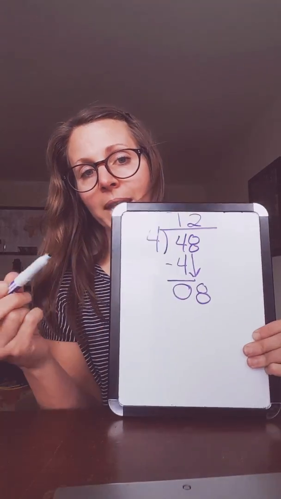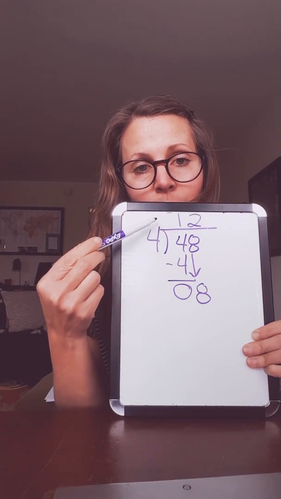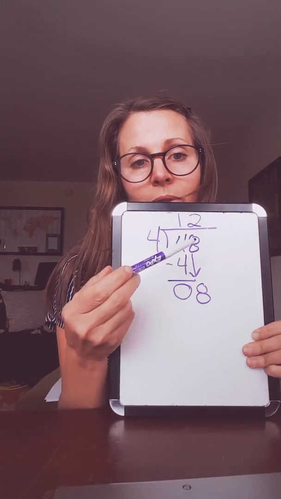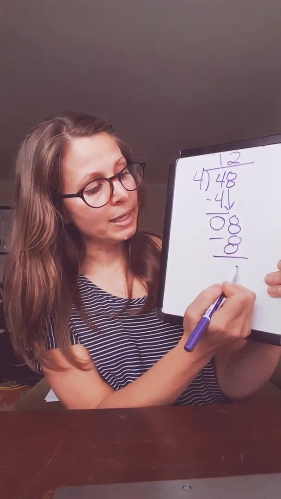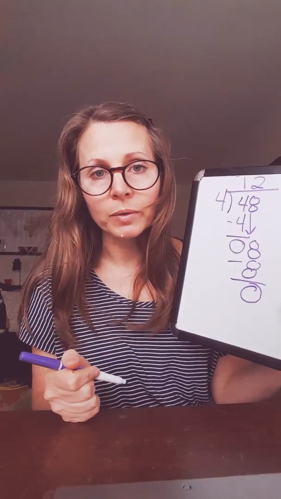If it's part of your answer, if it's part of the quotient, it's got to go on top of the diving board. Right? Can't go down here. It's got to go up here. 4 times 2 is 8. We subtract again, and we get no remainder, 0. So our answer is 12.